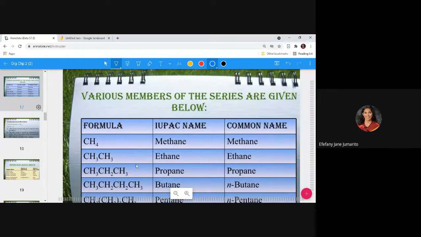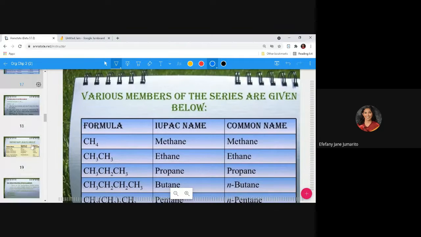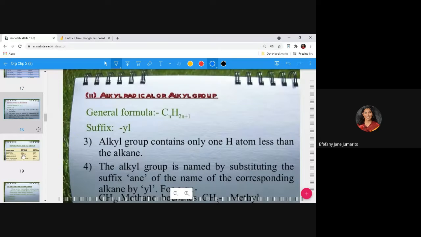Okay, so if we have 5 carbons, we have pentane, 4 carbons, butane, then propane, ethane, and methane. Now, if your alkyl group is used as a substituent, we add YL. Example, if we have ethyl, then we change it to methyl. Example.